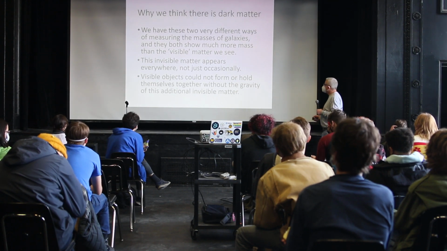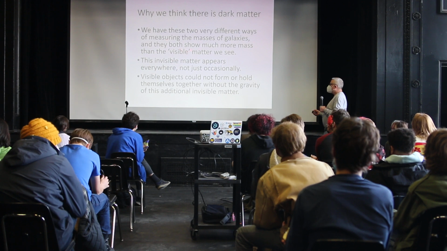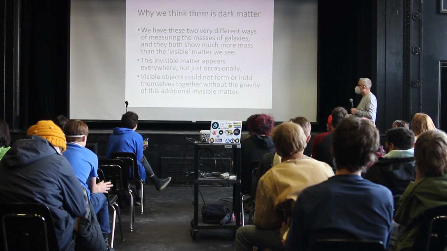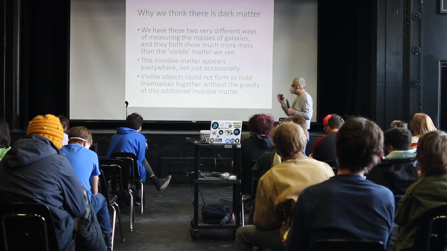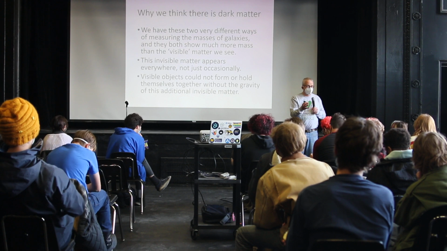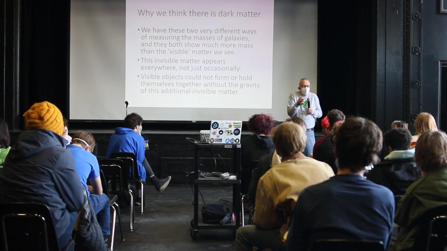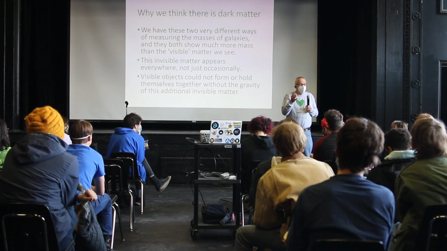So why do we think there's dark matter? Two different ways of measuring the masses of galaxies. And they both show much more mass than the visible matter we see. And another thing is, this invisible matter appears everywhere. Like there's no galaxies that don't have it. That's another way of kind of checking. Like if it really is this stuff, it should be all over the place, right? Like ordinary matter. And it is.